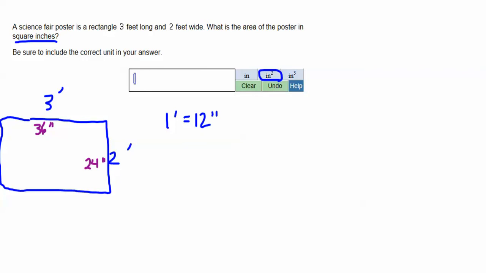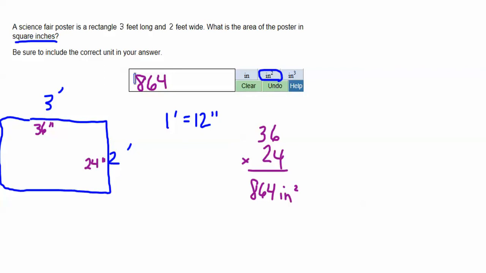And then we need to multiply. It's a rectangle again, so base times height, 36 times 24. And 36 times 24 is 864. So our answer here is 864 square inches.